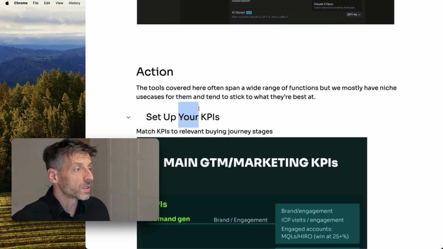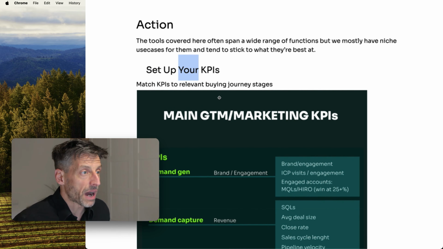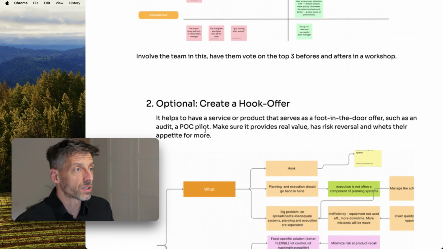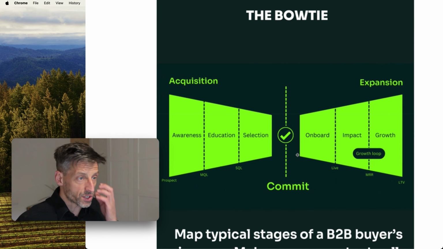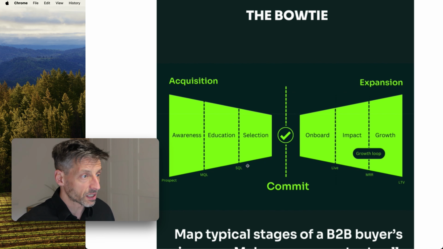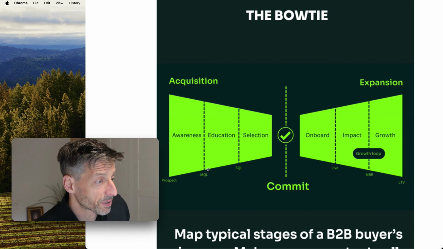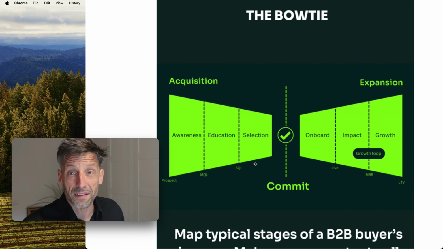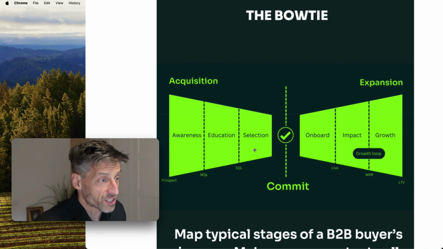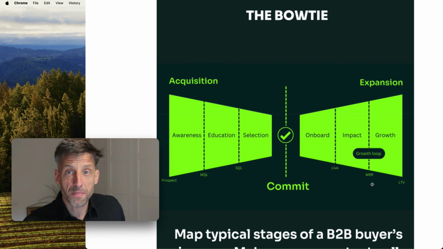So, you want to match your KPIs in every single buying journey stage. So if you go back to the bow tie over here and you look at the typical buyer journey, what you want to do is get clear on what your KPIs are going to be in each of these buyer journey stages. So here you typically have the MQL between awareness and education, and then you typically have the SQL between education and selection, and you have retention metrics back here in the back end.